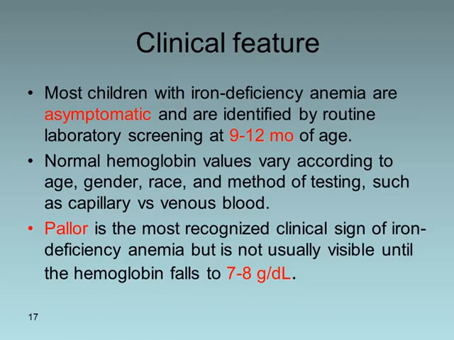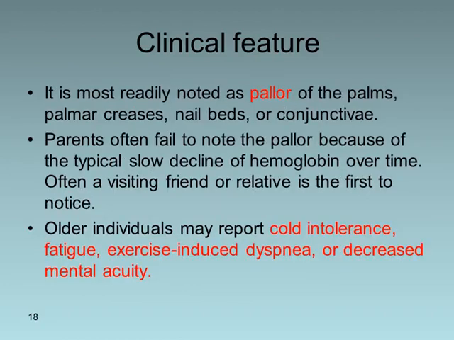The most important recognized clinical sign is that of pallor, but it is not usually visible until the hemoglobin reaches a level of 7 to 8 grams per deciliter. Mainly, pallor is noticed in the palm, palmar creases, nail beds, and conjunctiva, and parents often fail to note that their child is pale because they are living with him all the time, but it can be detected either by visiting friends, relatives, or doctors.